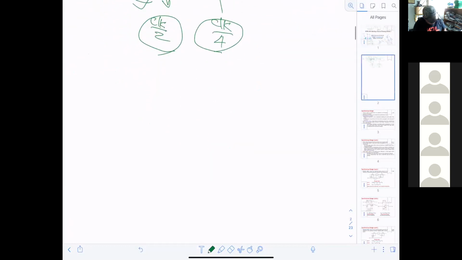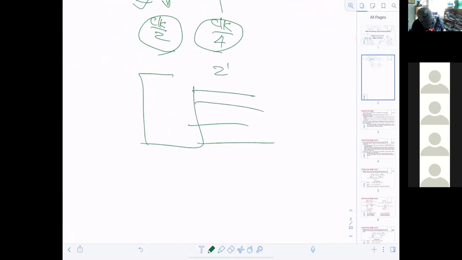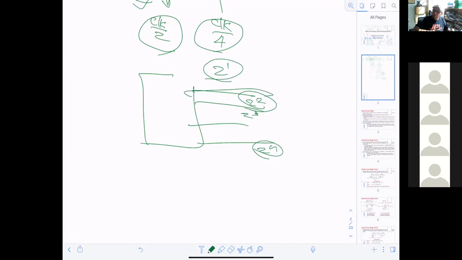Right? Because if you remember, you have n bits here: 2 power 1, 2 power 2, 2 power 3, 2 power n. So the first wire is dividing by 2, the second will be divided by 4, the third will be dividing by 8, 16, 32, up to whatever. That makes sense?